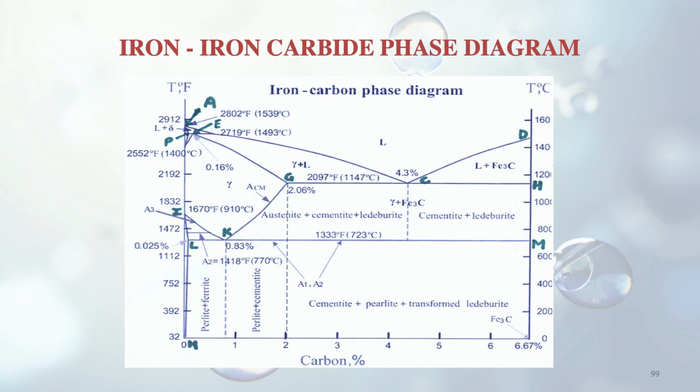So GK is the line, meaning from 2.06% carbon to 0.83% carbon. Here also two different phases are there, that is pure gamma austenite and austenite plus cementite plus ledeburite. And finally we reach the point K, and a similar thing will happen, where the austenite will again come down to two phases, that is ferrite and cementite, or better known as pearlite. So this is the process. There are different lines in this depending upon the carbon percentage in the steel. You can see how the cooling will take place and what kind of steel will be obtained.